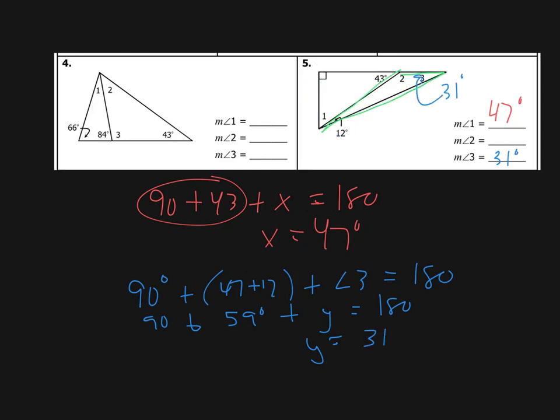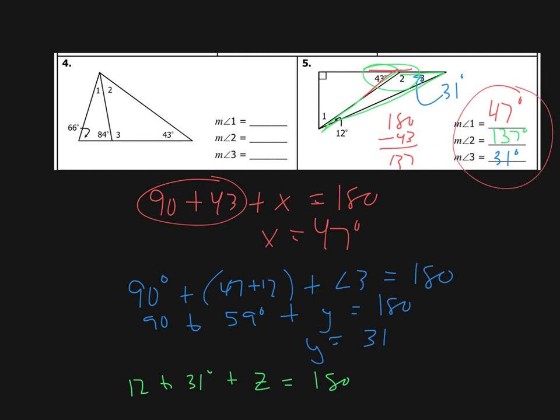Now for angle 2, I could look at it one of two ways. I could take the 12 degrees from the green triangle, add that to the 31 degrees I just found. Let's call angle 2 the letter Z. I could add that all up, subtract from 180, and I'll get the measure of angle 2, which happens to be 137 degrees. That being said, I could also look at the linear pair that's right here and just take 180, subtract 43 from that, and also get 137 as a linear pair. Either way, I have all of my angles.